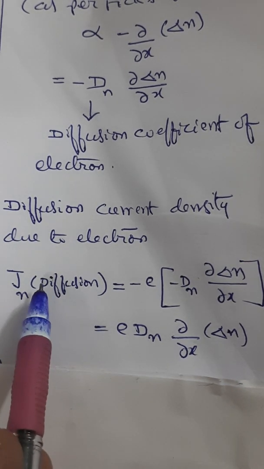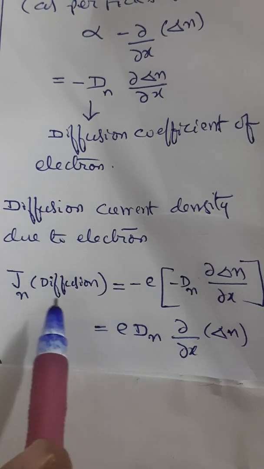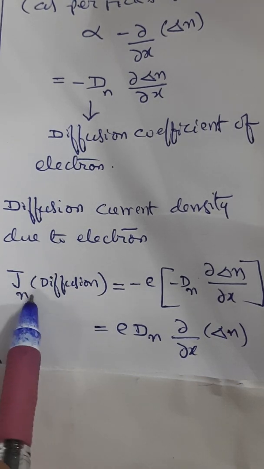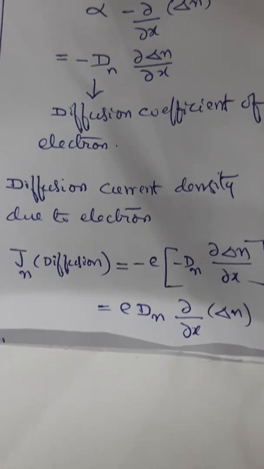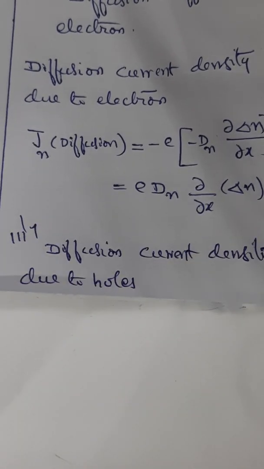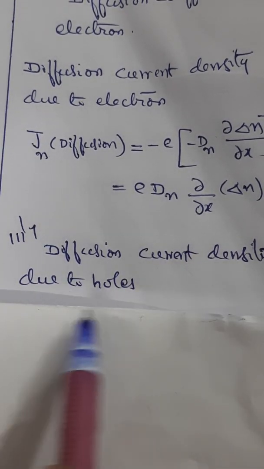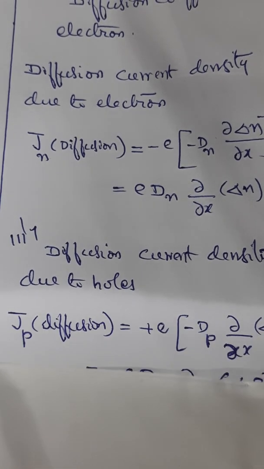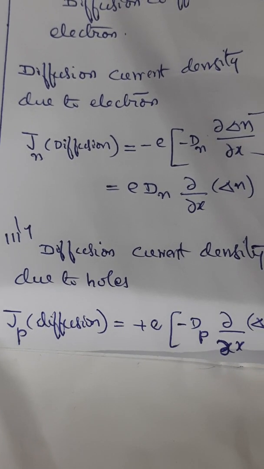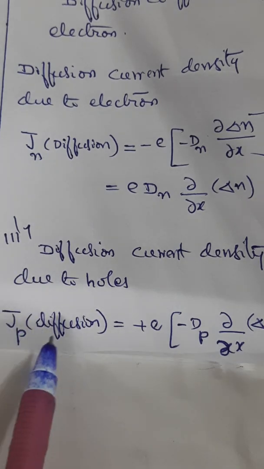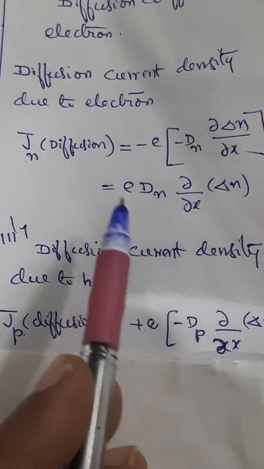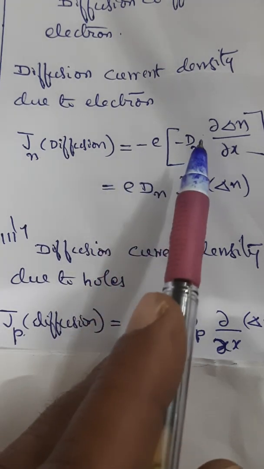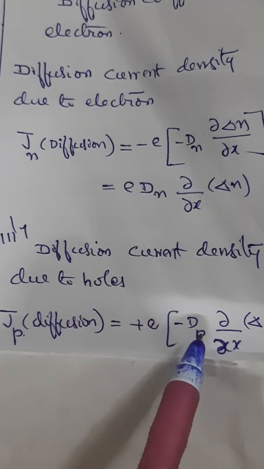Similarly, diffusion current density due to holes can also be calculated. That means wherever you have n, you can have p. So the next step is diffusion current density due to holes, which is calculated like this. Instead of n, you will have p. E will be as it is. Wherever you have dn, you can have dp.